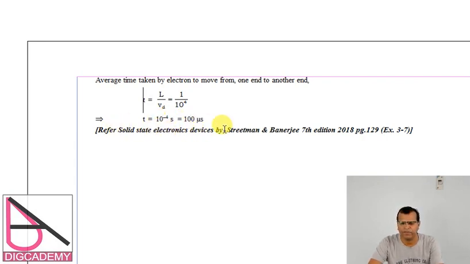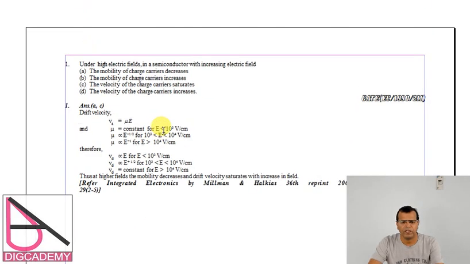The reference for this is Streetman and Banerjee, 7th edition. So this is the second book I have referred for this topic, Solid State Electronic Devices by Streetman and Banerjee. Now let us see the next question.